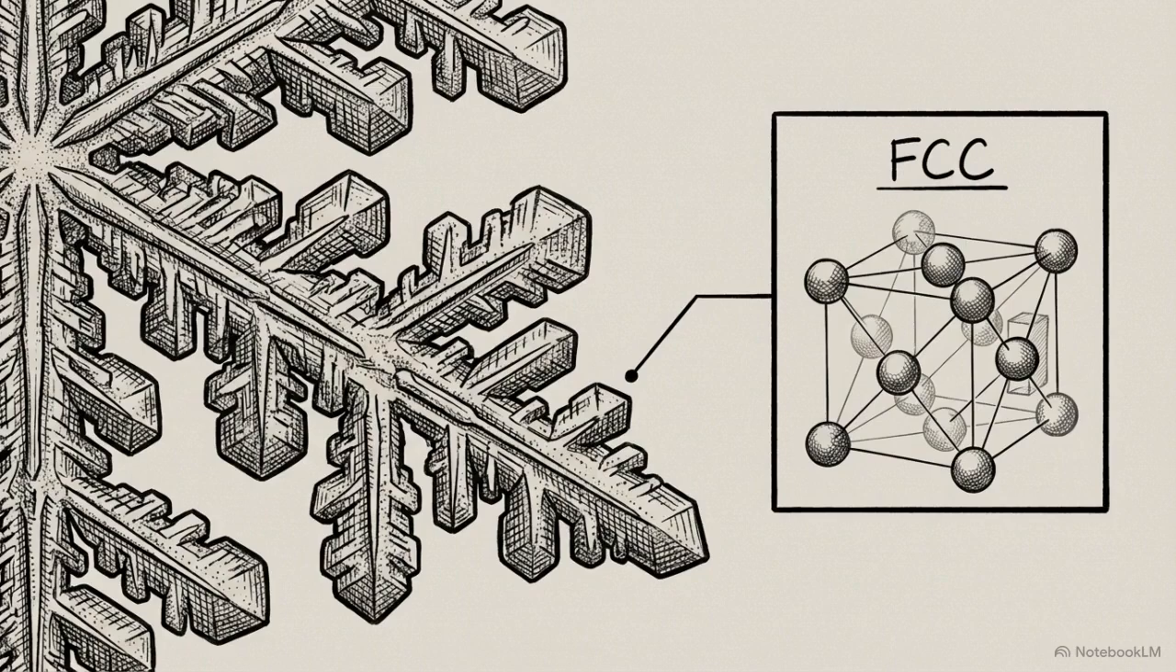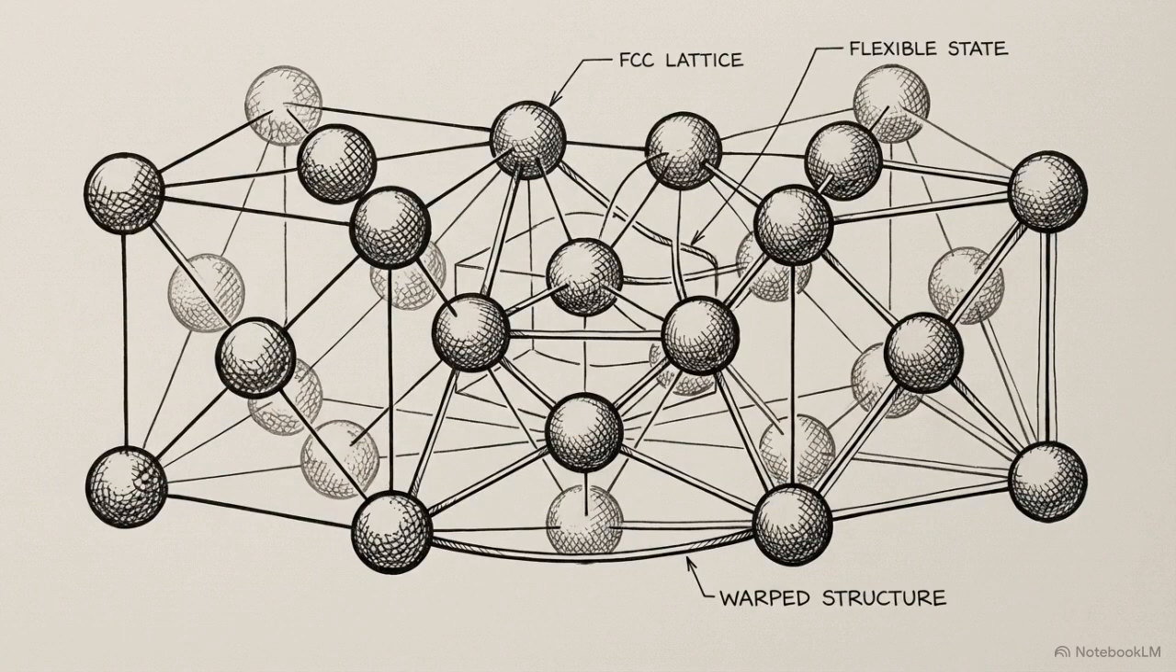If we zoom into a single dendrite, the atoms are arranged in a face-centered cubic, or FCC, crystal structure, a symmetrical lattice with an atom at each corner and the center of every face. This specific FCC geometry provides the alpha aluminum phase with high ductility. The atomic planes can slide past one another under stress, allowing the metal to bend rather than snap.